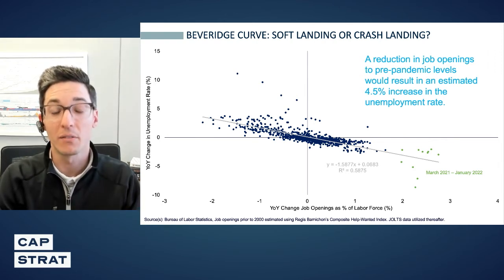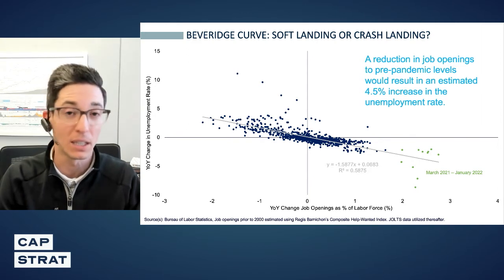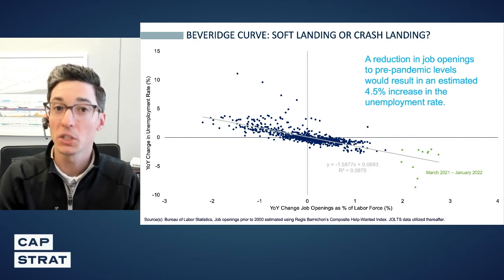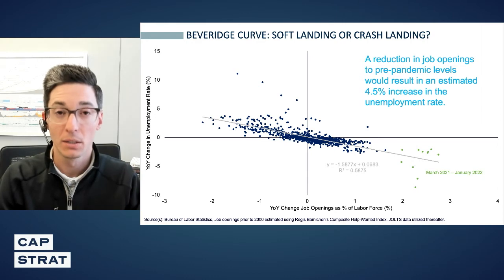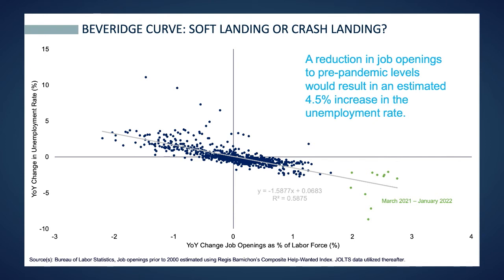There's this idea that the Fed can just reduce job openings because there are clearly excessive job openings, 11 million of them out there. Just reduce the job openings by tightening monetary policy, and hopefully no one has to lose their job. But if we look at this historical relationship, on the vertical axis, you have the year-over-year change in the unemployment rate. And on the horizontal axis, you have the year-over-year change in job openings as a percentage of the labor force. And you can see where we've been recently.